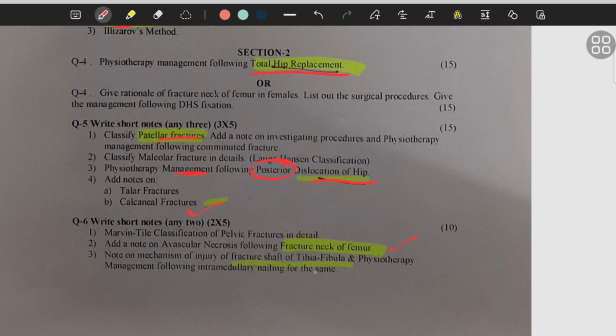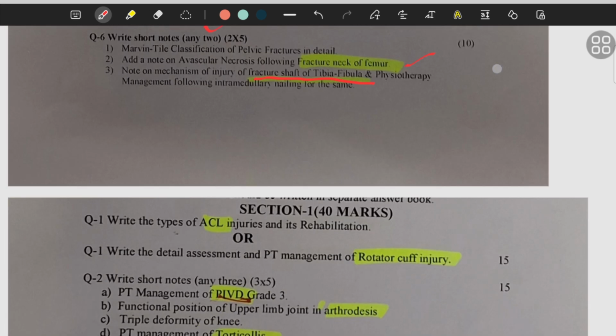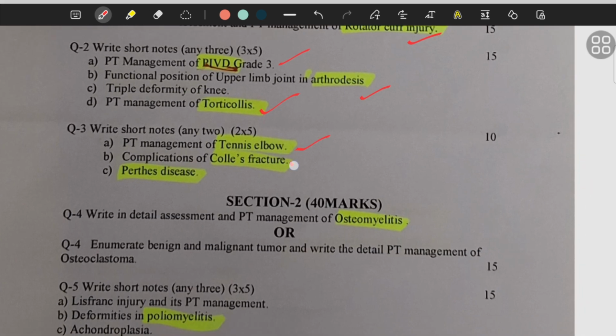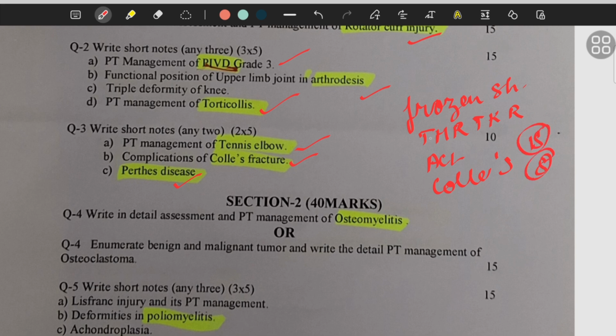Calcaneal fracture, fracture neck of femur, fracture shaft of tibia and fibula, ACL injury, rotator cuff injury, PIVD, arthrodesis, torticollis, tennis elbow, Colles fracture, Perthes disease. You will see that there are certain topics which you will get to know by now, by this time in the video, that these are the questions which are very repeated. For example, frozen shoulder, then THR, TKR, then ACL injury, then Colles fracture, and that too for 15 marks and 5 marks. These are the questions which are asked for both. So it is very easy. Ortho is very easy, so do not stress about it.